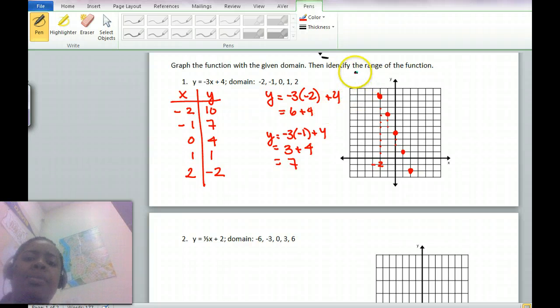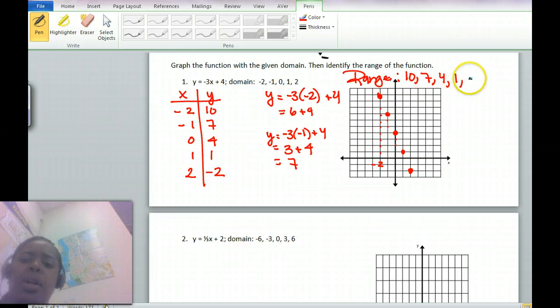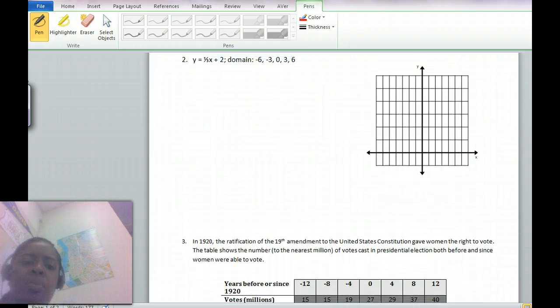The other thing they asked me to do is to identify the range. Range is my output values or my y values. So for this one, my range is going to be 10, 7, 4, 1, and -2. Just as a list, and then you're good. All right, onward and upward.